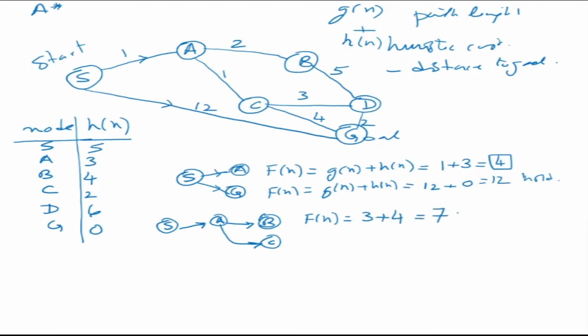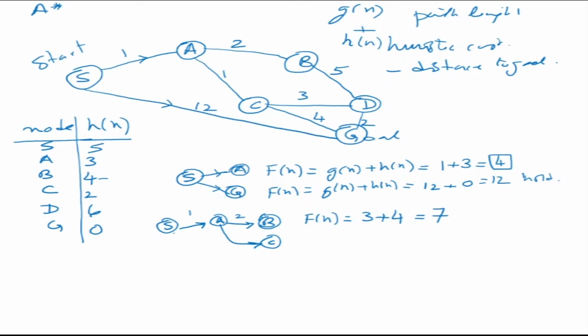Now how did I get 3? To come to B, from S to A it is 1, then from A to B it is 2, right? That is the path length. So Fn is equal to 3, to come from S to A to B it is 3 plus 4. 4 is the heuristic cost, which is here, which is 4. So total I get is 7.